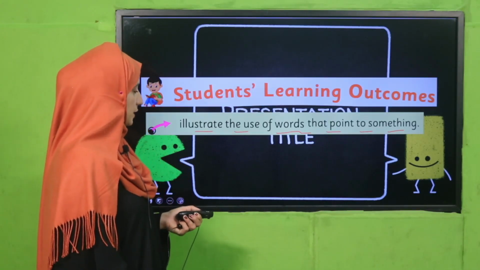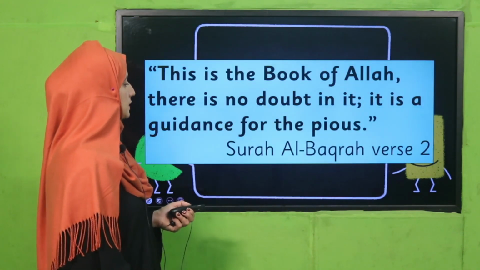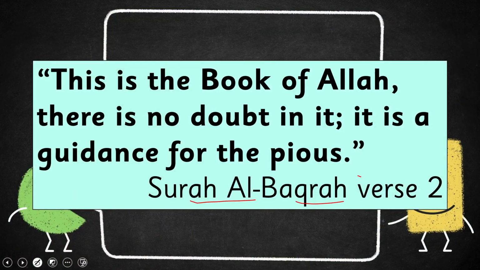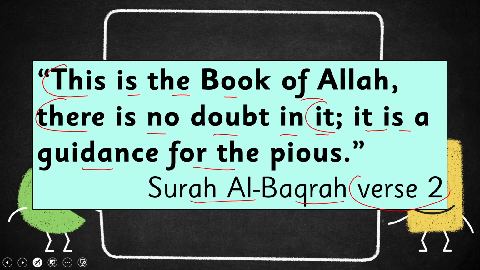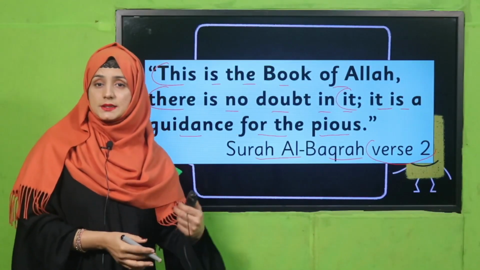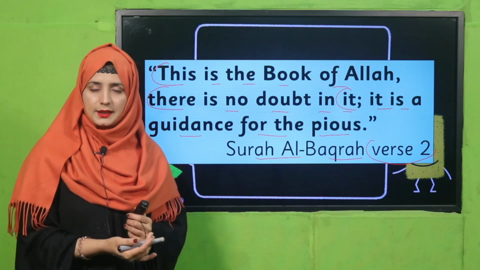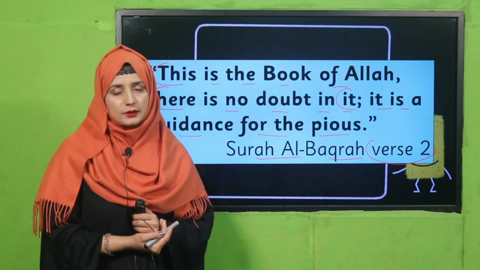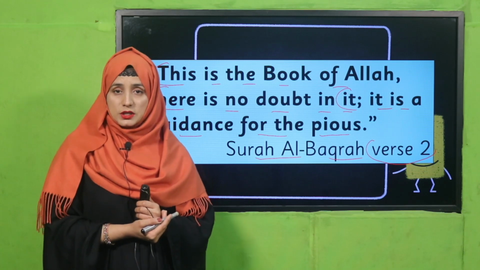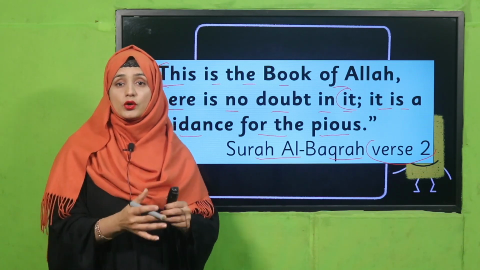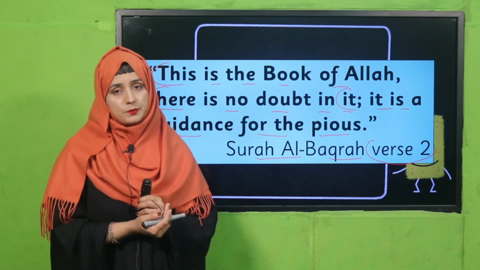So my dear students and my dear teacher, Allah subhanahu wa ta'ala mentions in Al-Quran, Surah Al-Baqarah, verse number 2, this is the book of Allah. There is no doubt in it. It is a guidance for the pious. Subhanallah, my dear students. This is the book. Which book? Yes, you're right. Definitely Al-Quran. So this book is a guidance for the Muslims, for the pious people.